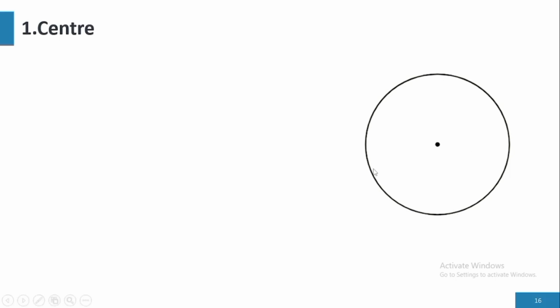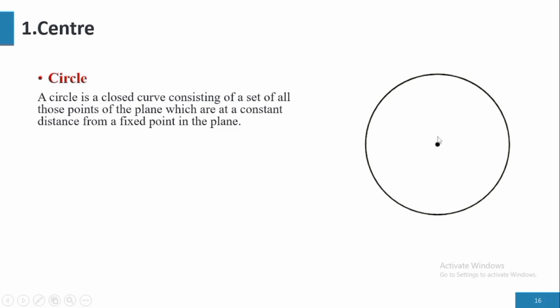So let's start. First point is center, and for that we must know the definition of circle. What is a circle, children? It is a set of points which are equidistant from a fixed point in the plane. A circle is a closed curve consisting of the set of all those points of the plane which are at a constant distance from a fixed point in the plane. This fixed point will be known as the center of that circle.